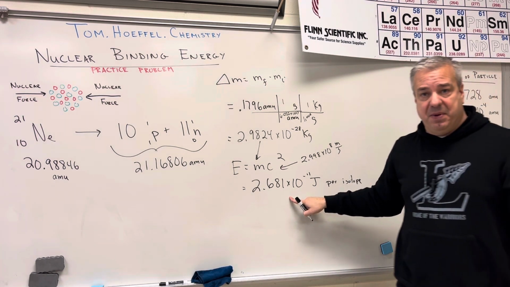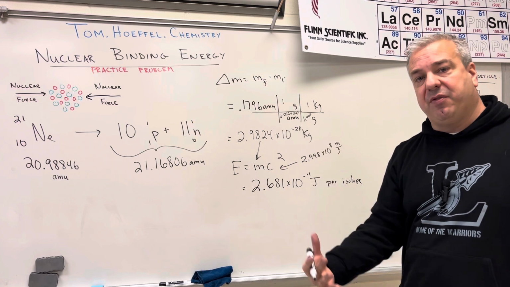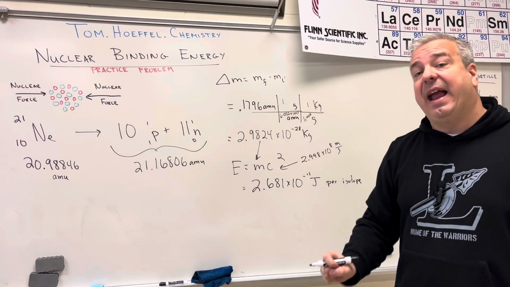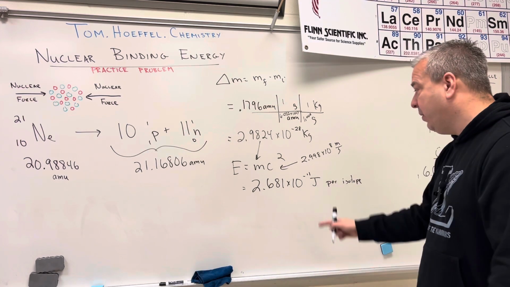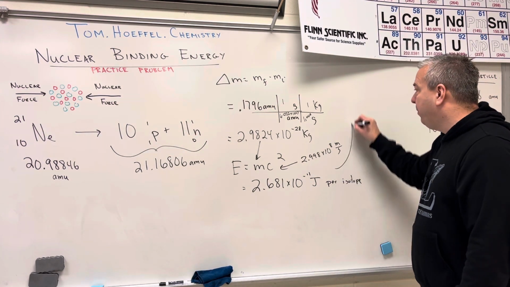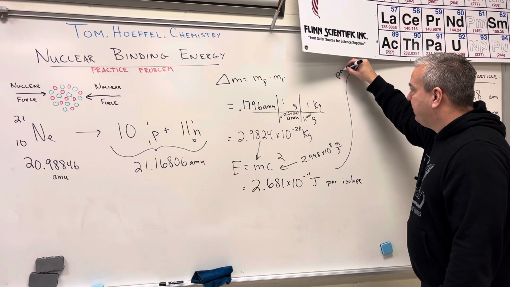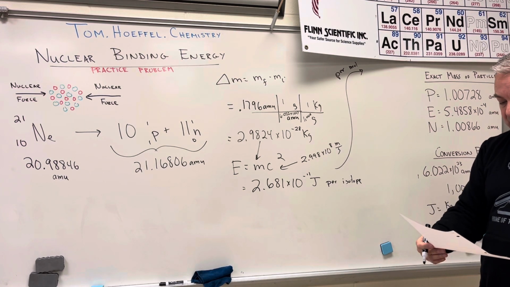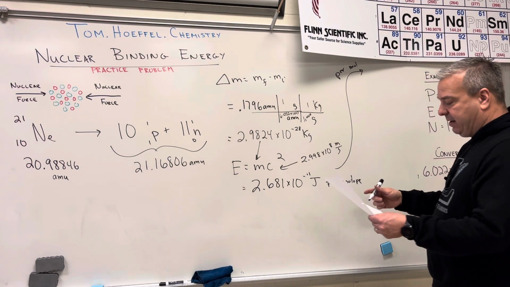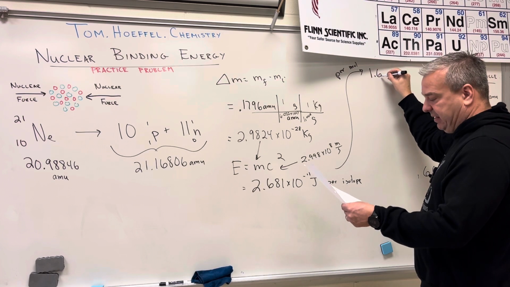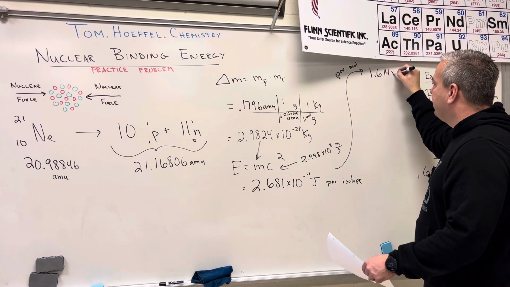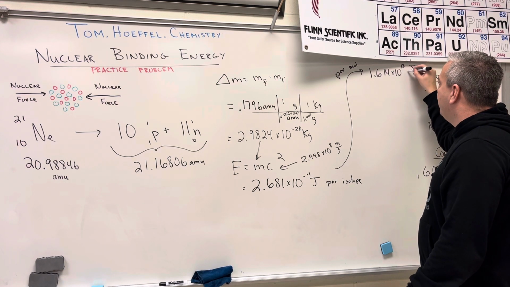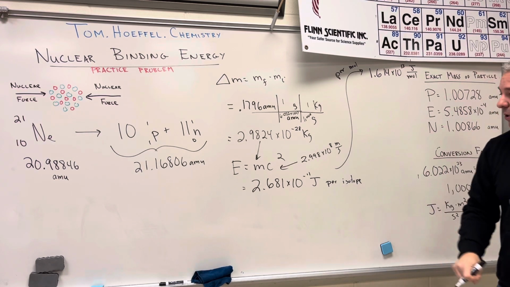Now, at the beginning of the prompt, I said we're going to figure out the binding energy per isotope and per mole and per nucleon. So to figure out this on a per mole basis, we're going to take that number and multiply it by Avogadro's number. And if you do that, you get this number of 1.614 times 10 to the positive 13 joules per mole.